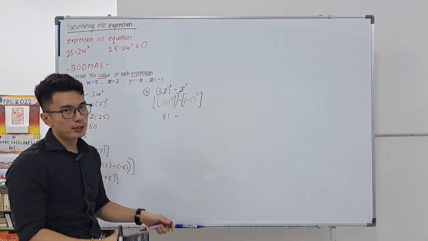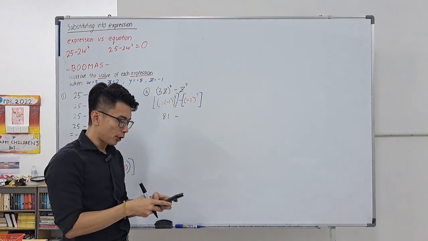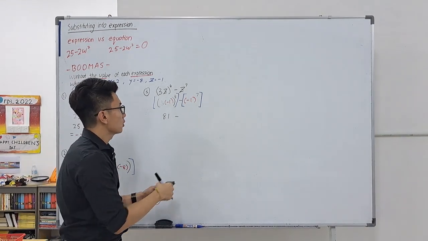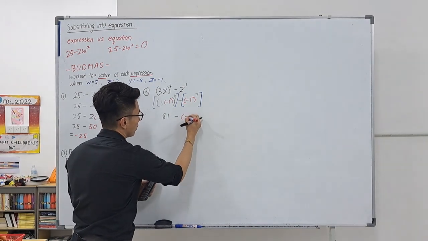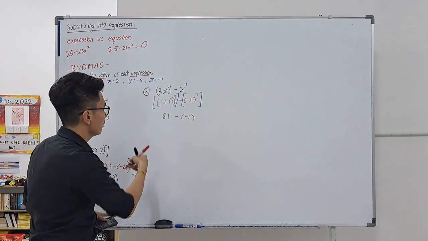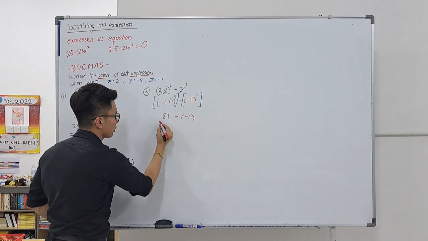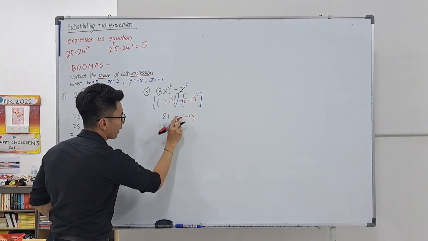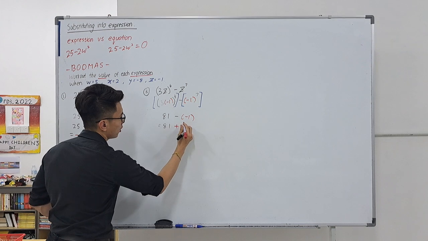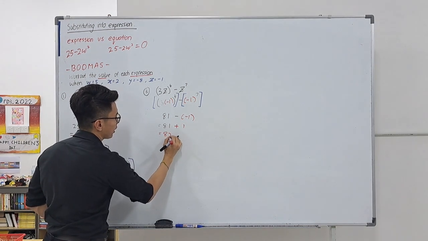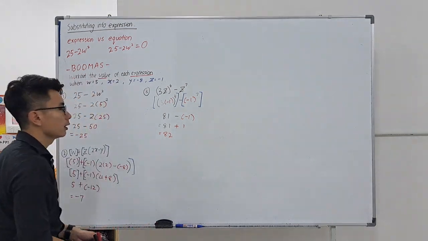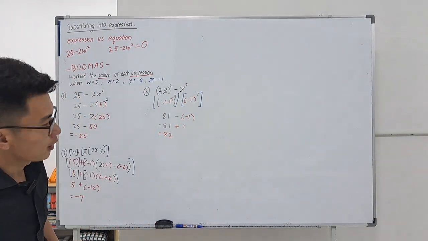Negative 1, I raise it to the power of 7. You can just quickly punch that out in your calculator. So that should give you negative 1 as well. Alright, then we can quickly just solve this. So 81 minus minus becomes plus 1. So that will give me my final answer as 82. Alright, so that's how we solve all these questions.